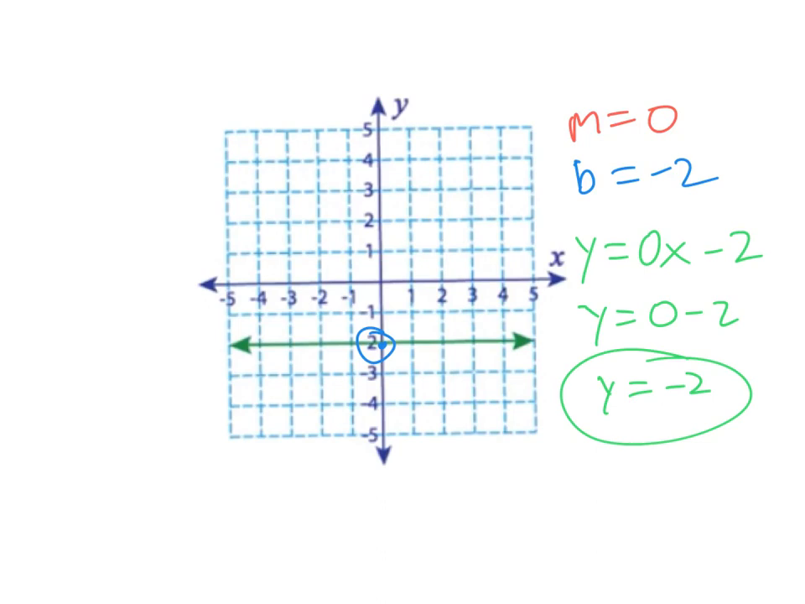Okay, so in order to find the equation for a line from a graph, you need to find the slope and you need to find the y-intercept. And then you can just use slope-intercept form.